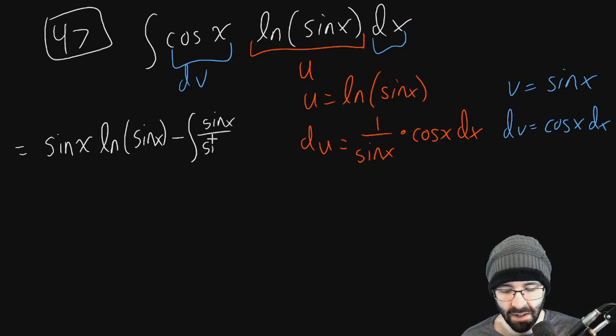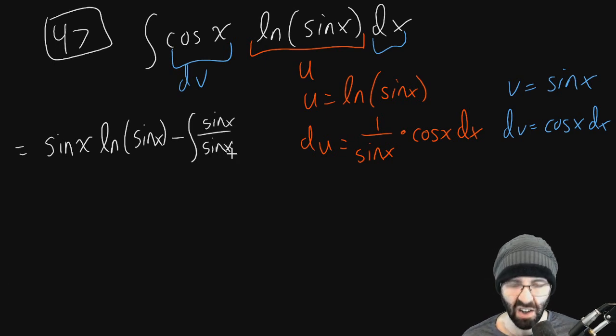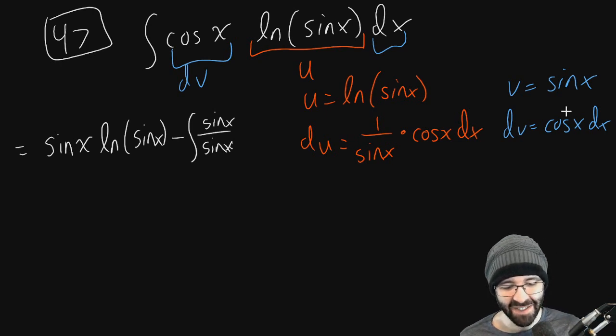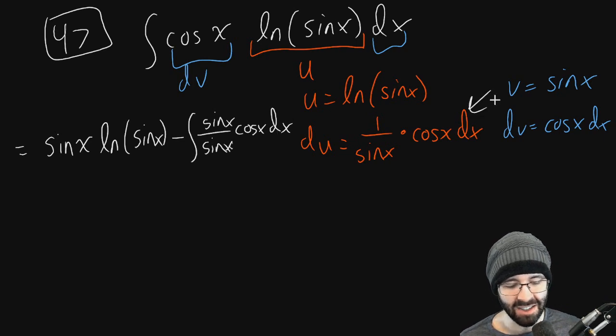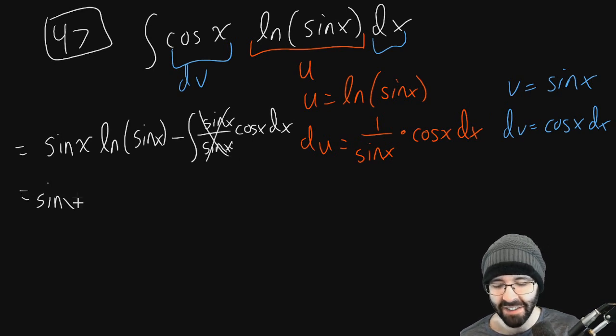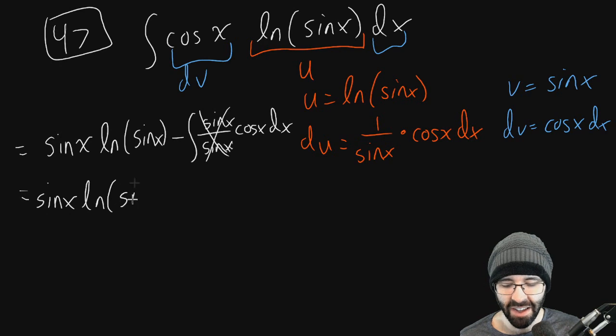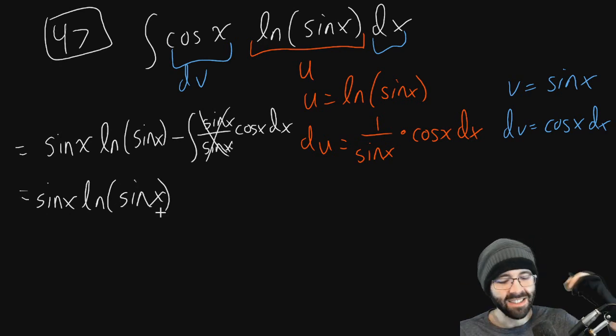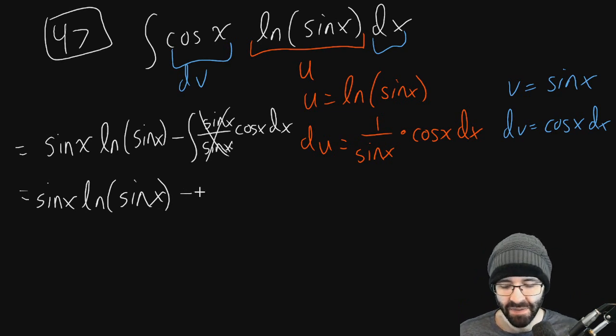Oh, this sucks. Times, oh no, it doesn't. Times cosine of x. I thought we almost had something really bad happen. Right, v du is actually really nice. Just cosine dx, because that cancels out. Oh, this is not bad at all. I thought we were going to have one of those cyclical integrals where you have to do it twice and then add something over to the second side.